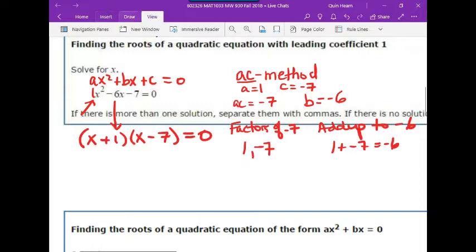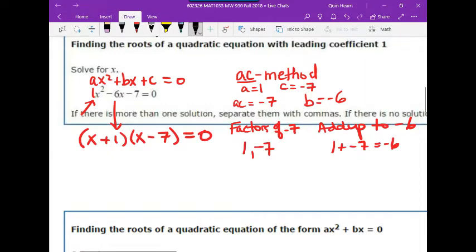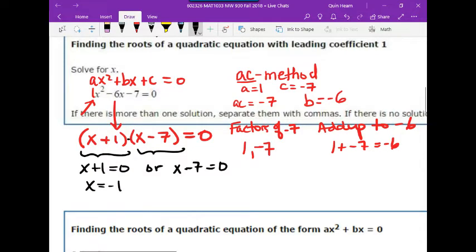So now that we have it in factored form, we can use the zero factor property, right? We have two mystery numbers, x plus 1 and x minus 7. They're being multiplied to give us 0, so that means one of them has to be 0. So we're going to write either x plus 1 equals 0 or x minus 7 equals 0. If x plus 1 is 0, that would mean x would be -1. If x minus 7 is 0, that would mean x would have to be 7. So our solution set contains -1 and 7.